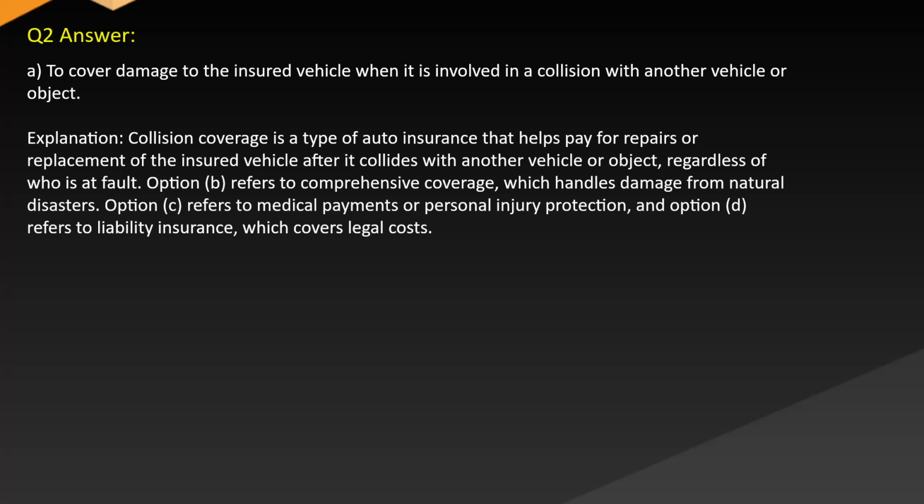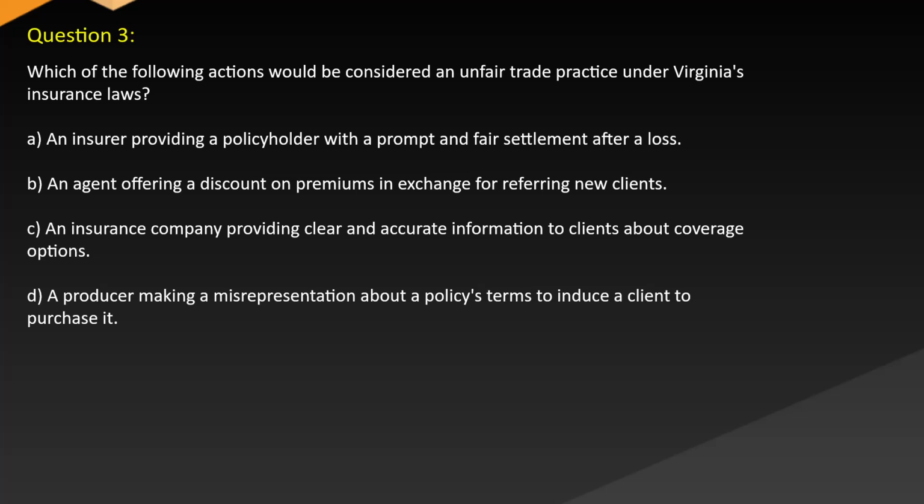Option B refers to comprehensive coverage, which handles damage from natural disasters. Option C refers to medical payments or personal injury protection, and option D refers to liability insurance, which covers legal costs. Question 3. Which of the following actions would be considered an unfair trade practice under Virginia's insurance laws?